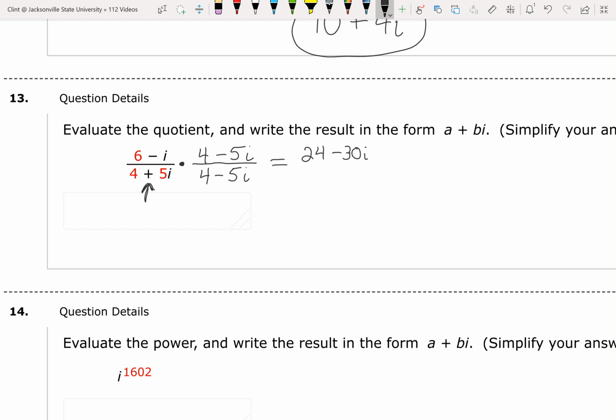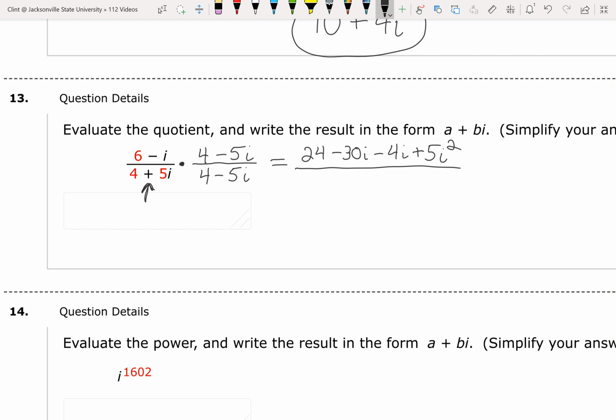Okay, outer terms 6 times, inner terms negative i times 4, negative 4i. And then negative i times negative 5i, well, that turns into plus 5i squared. So we're going to have to do something with that i squared eventually.